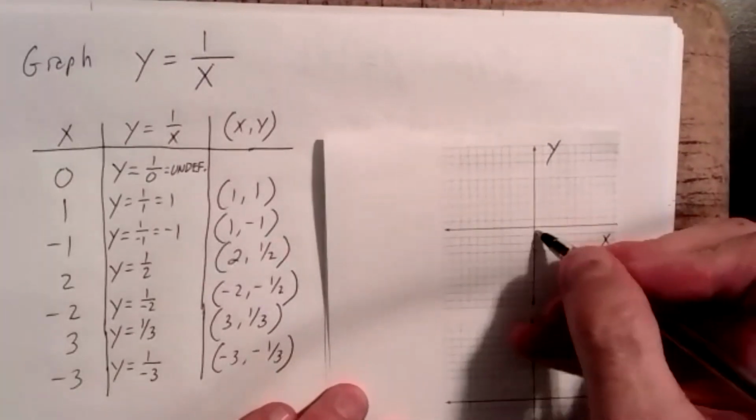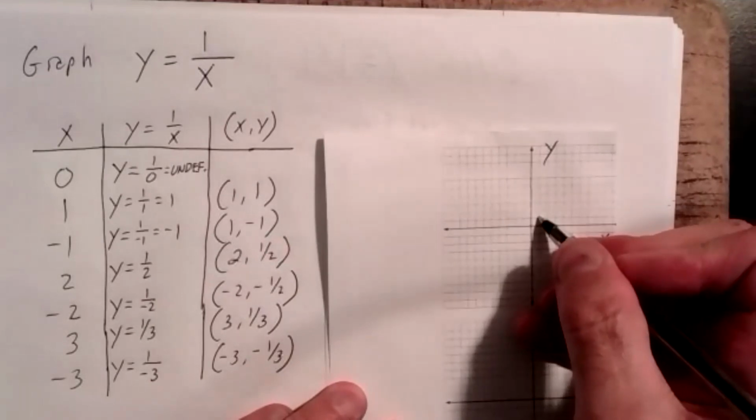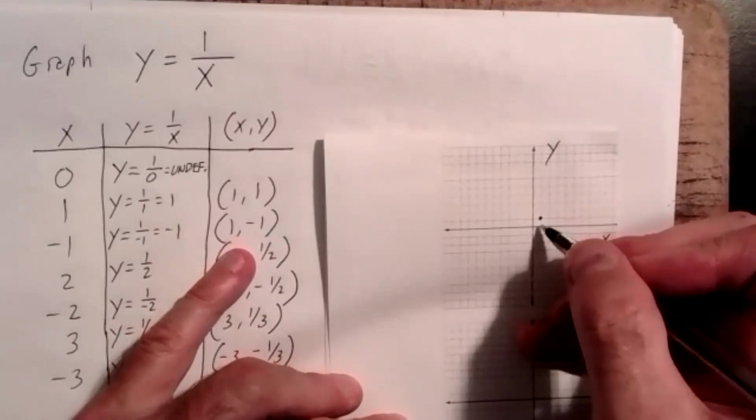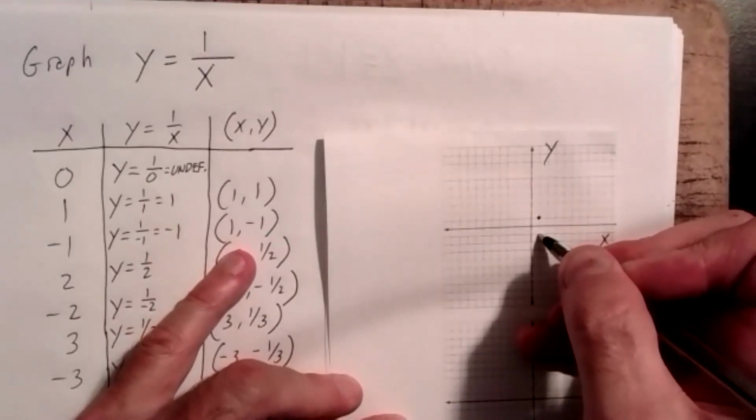Okay, plotting 1, 1, we start at the origin, move 1 to the right and then up 1. 1, -1 is plotted by starting at the origin, moving 1 to the right and then down 1.